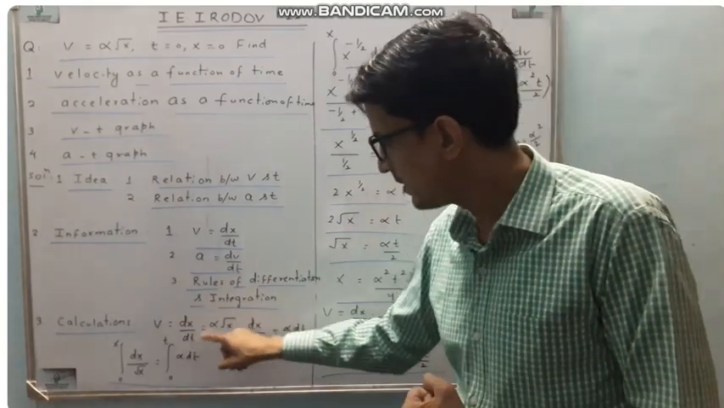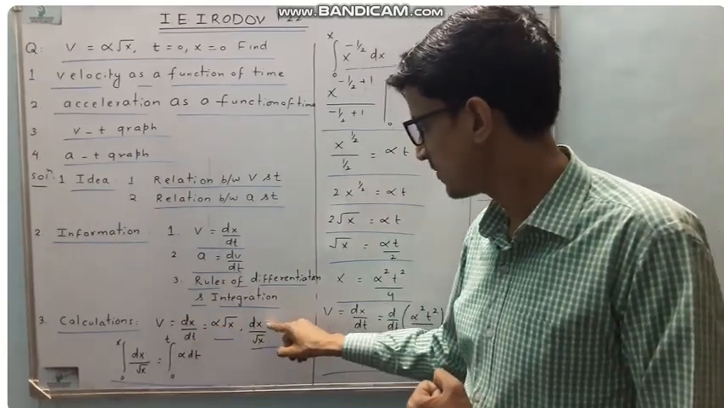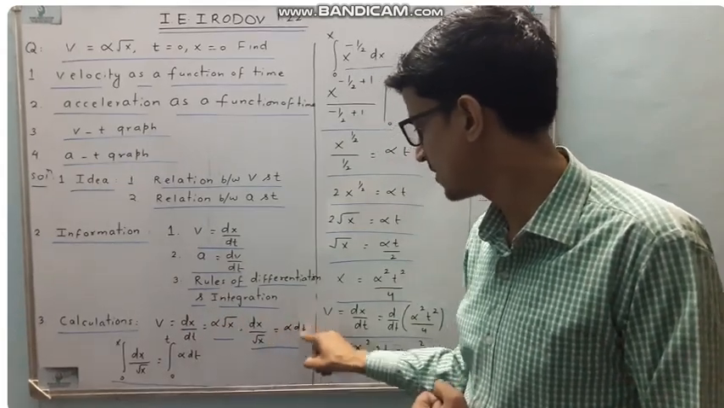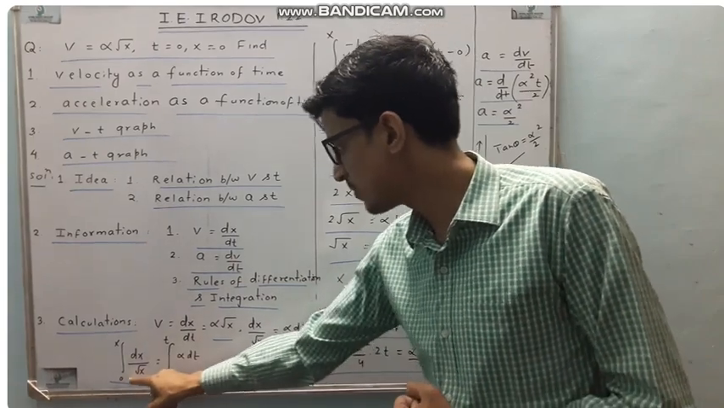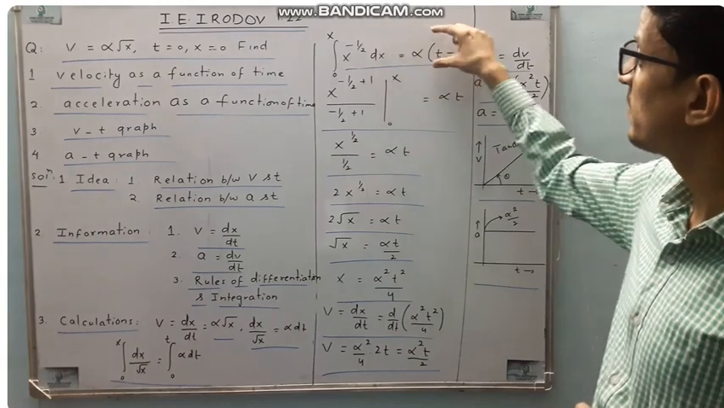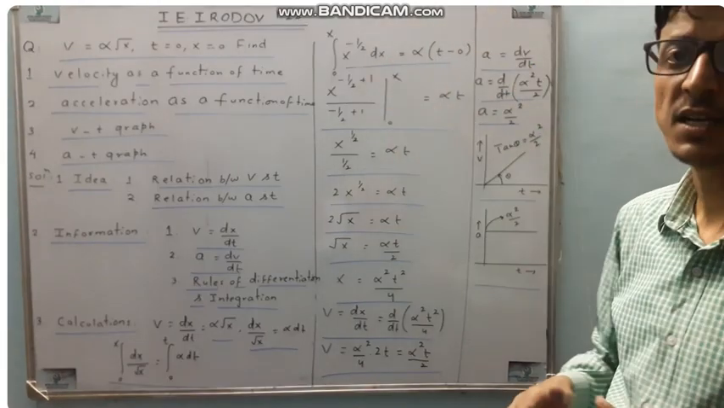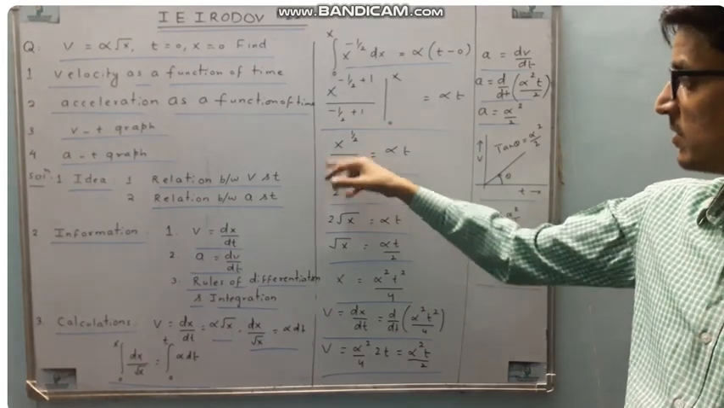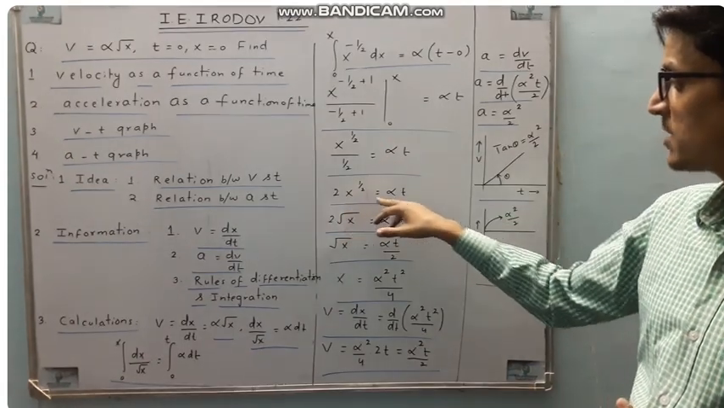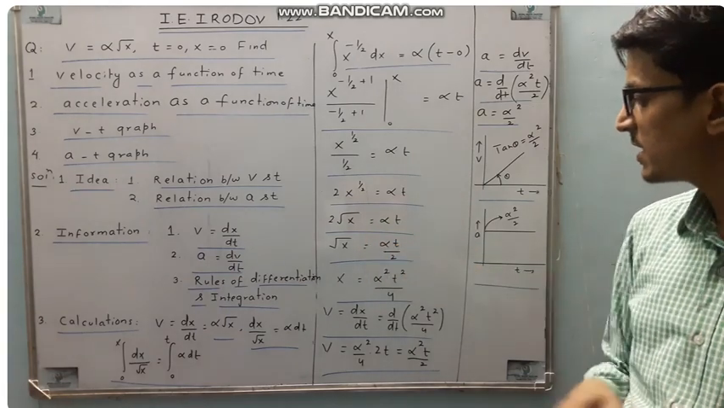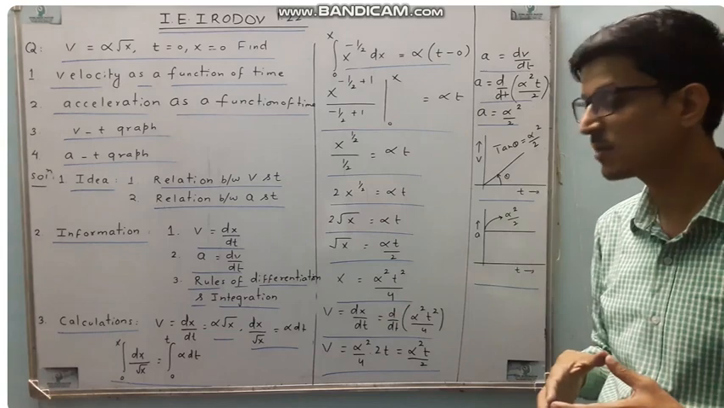v is dx/dt, v is alpha root x. So from here, you just take this root x over here. So dx/root x is alpha dt. Applying the limits from 0 to x here, and from 0 to t. So x to the power minus half dx is alpha into t. You just integrate that, and it will be x to the power half upon half is equal to alpha t. 2 you can take over here. So 2x to the power half is alpha t. So root x is alpha t by 2. Just square that, and we get x = alpha squared t squared by 4.